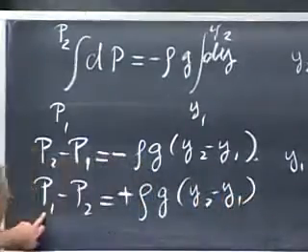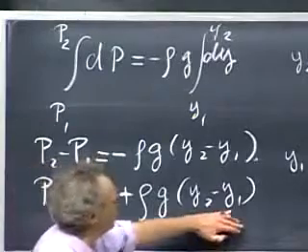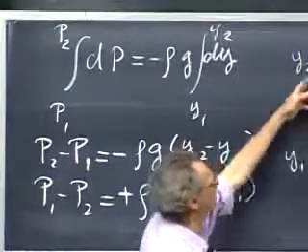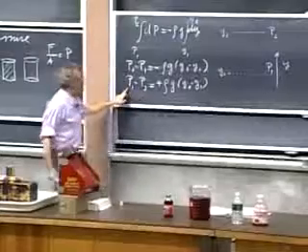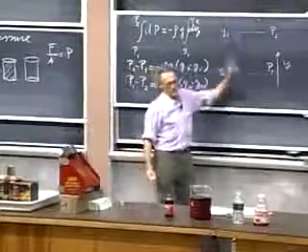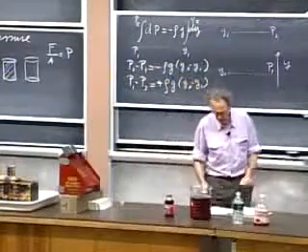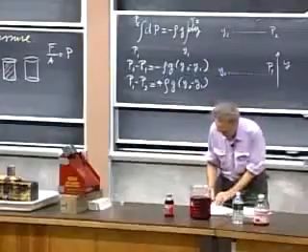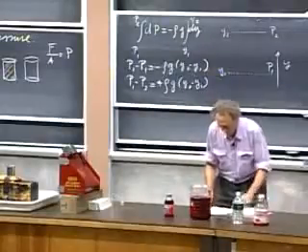So what it means is I see immediately that if Y2 minus Y1 is positive, this is higher than this, that the pressure at P1 is larger than the pressure at P2. But of course they are completely identical. So this is the hydrostatic pressure. This has quite bizarre consequences.